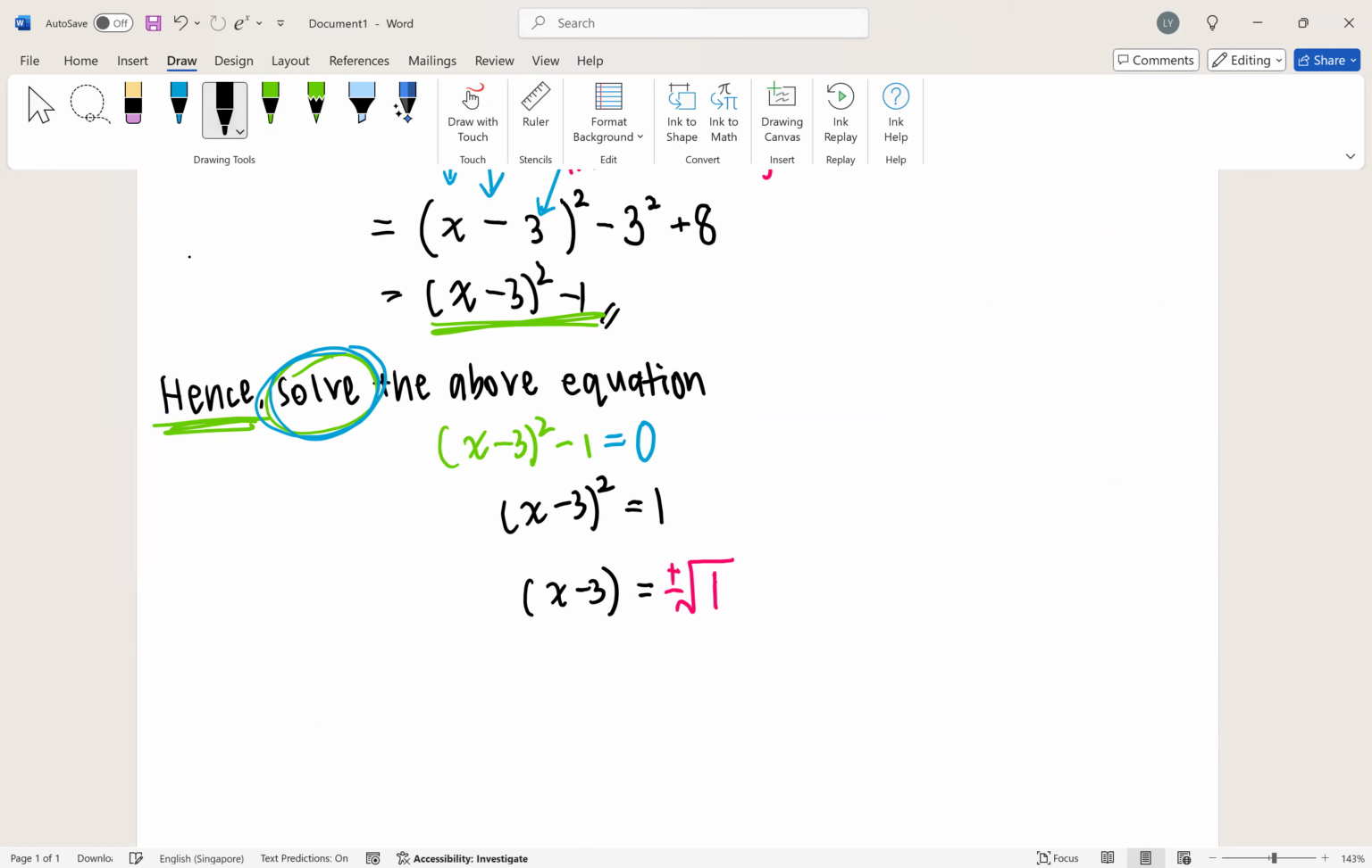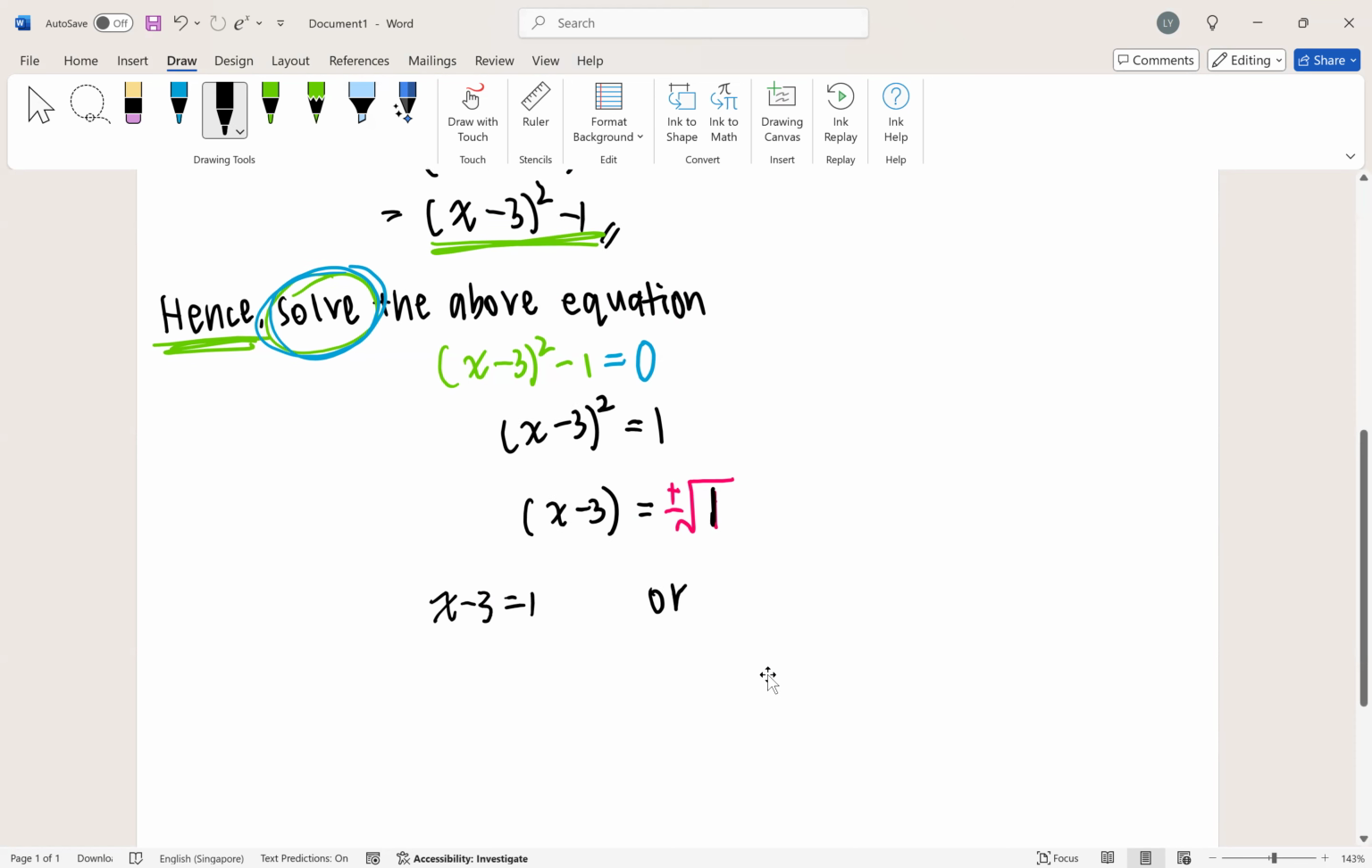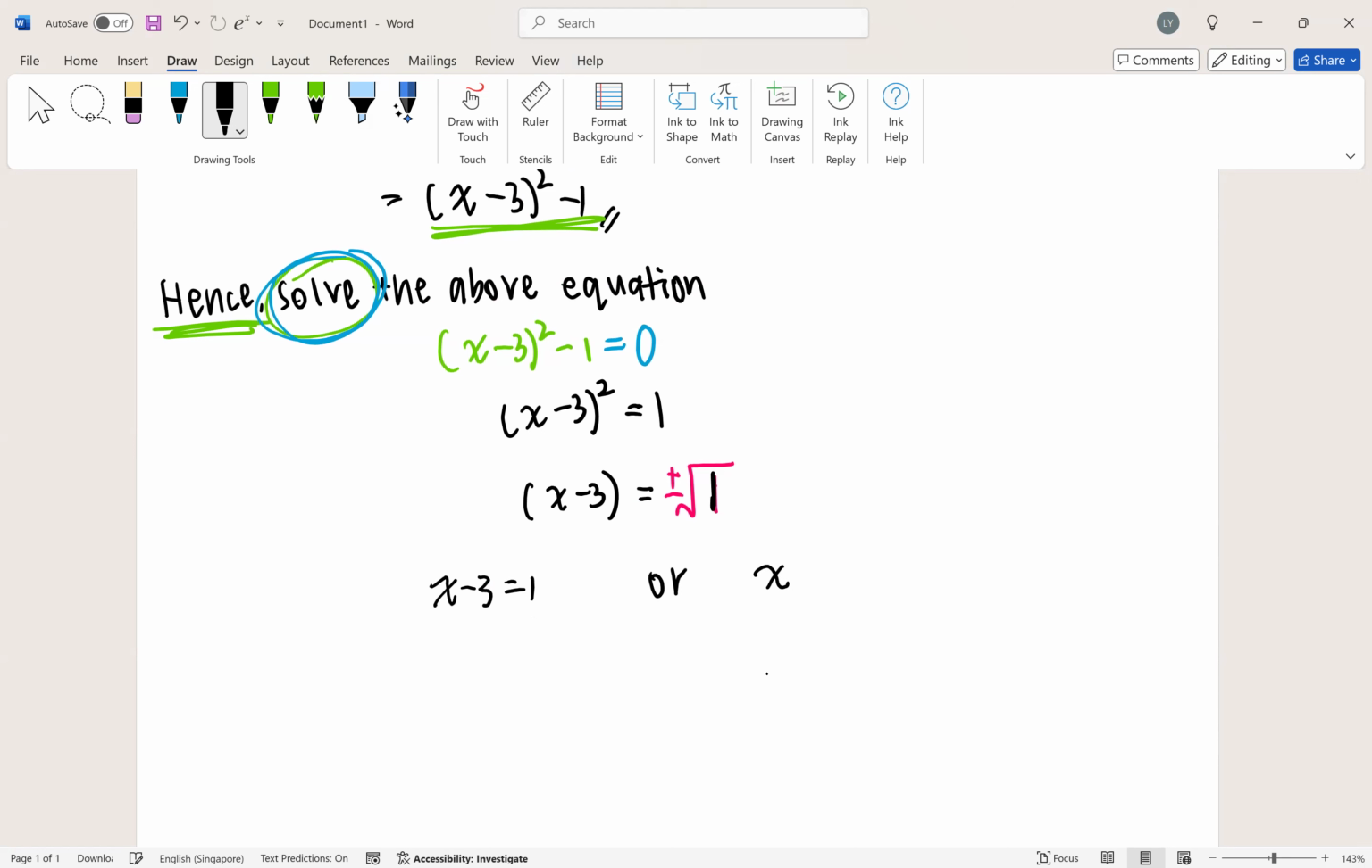Plus, minus. So square root 1. What is square root 1? Square root 1 is how much actually? 1. Yeah, so I can say x minus 3 is equal to 1, or x minus 3 equal to -1. So from here, I can say that x is equal to 1 plus 3. So x is equal to 4.